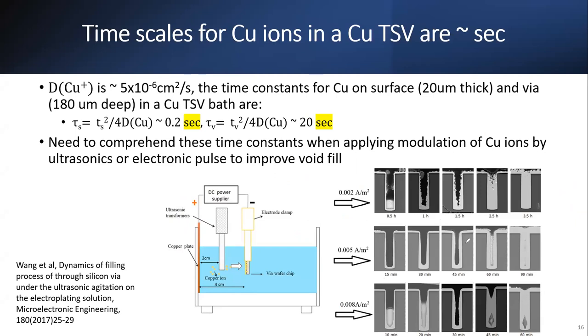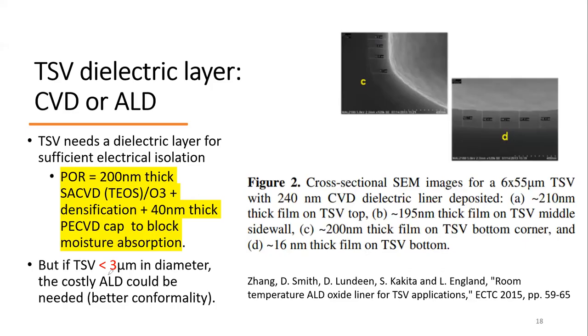this is a type of overhang here. This is a type of overhang here. Eventually it will close, all right? Which means that you have thicker on top, thinning on bottom, and then leave a hole inside. So this overhang is the part that when your size of the TSV is less than 3 micron, you could be in trouble. Then the ALD process is needed.